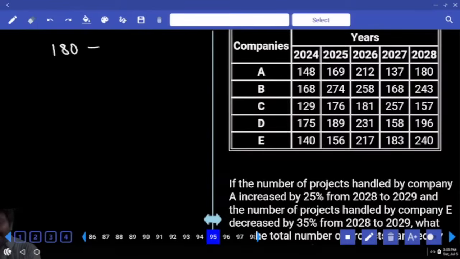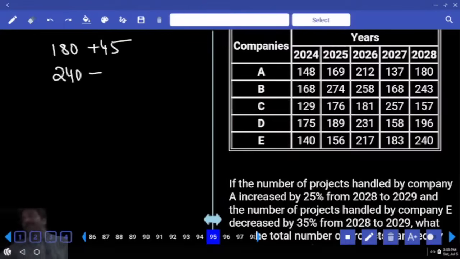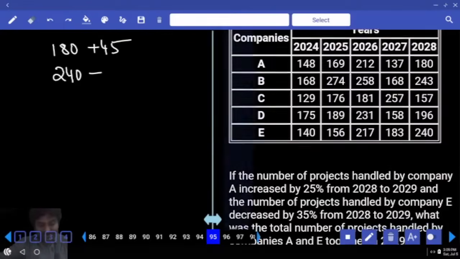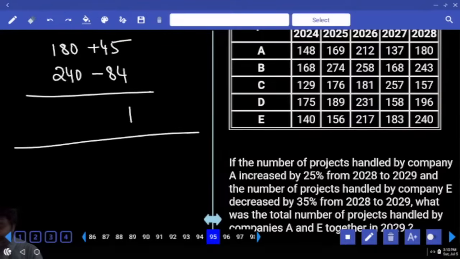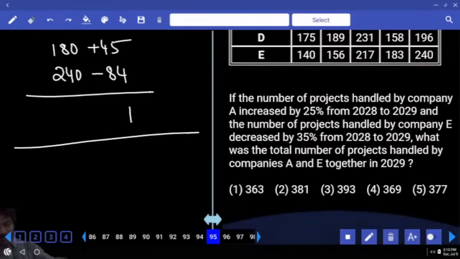Then E decreased by 35%, correct? Earlier number 180 plus 45. Now already we have 240. From that we have to subtract. What percentage do we have to subtract? 35%. Can I treat 35% as 25% plus 10%? What is 25%? 60. 10% total. So we have to subtract 84, right? Answer should end with 5 plus 0, 5 minus 4. How many options are ending with 1?